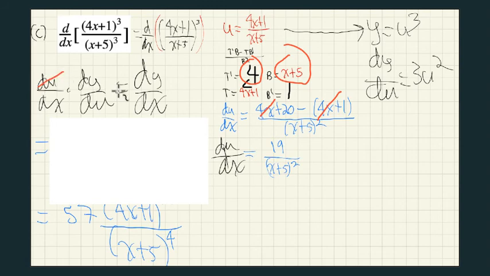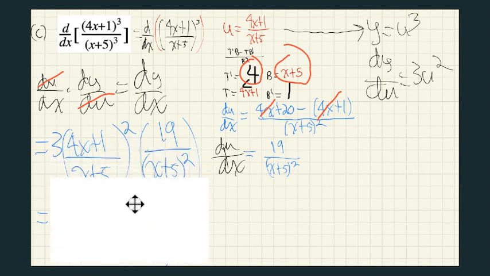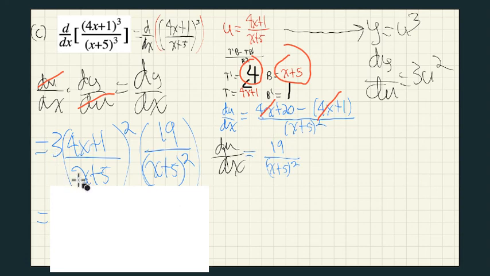So I've got the du and the du, and those divide out, right? One's above the other in multiplication. And it looks like I get dy by dx, which I'm supposed to get. So now what I'm going to do is replace things as appropriate. dy by du is 3u squared, and then multiplied by 19 over (x plus 5) squared.